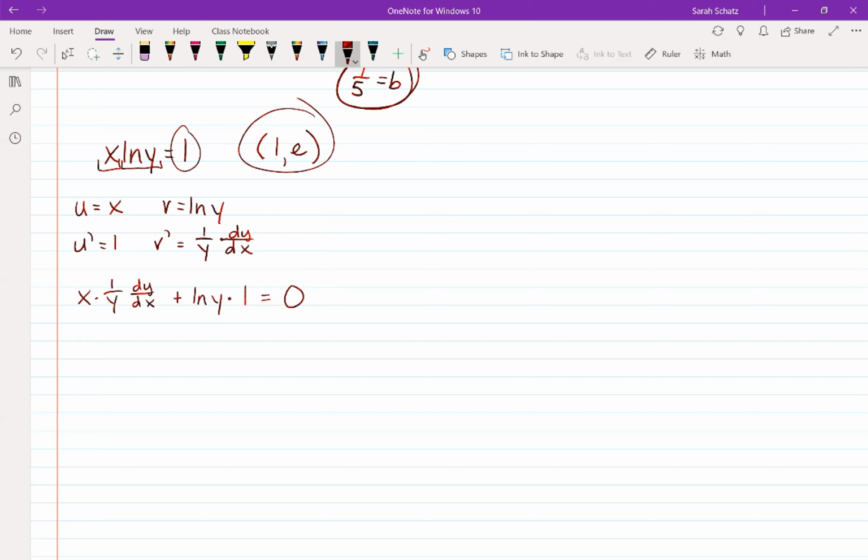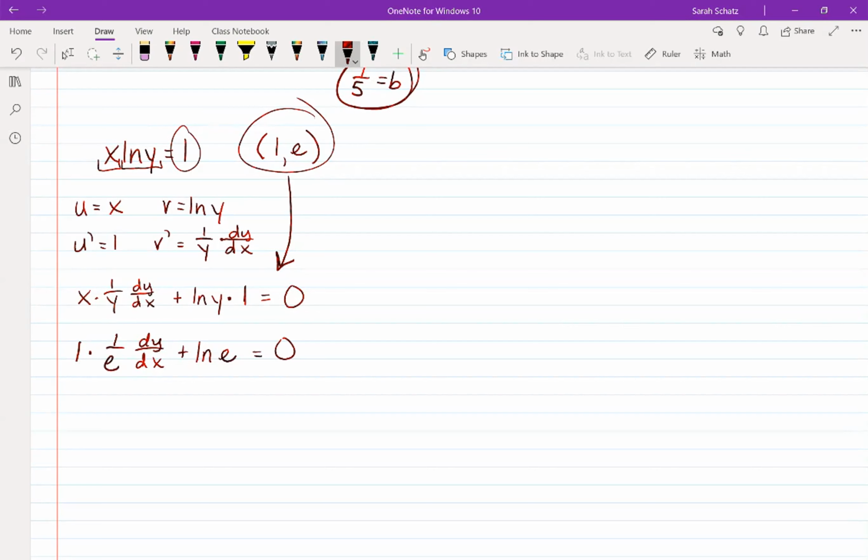Now that I've taken the derivative of the function, I can put in my x and y values of 1 for x and e for the y's. So let's see what happens. If I put in x equals 1, this becomes 1 times 1 over e dy/dx, plus natural log e, putting that e in for that y. I'm going to leave off this times 1.